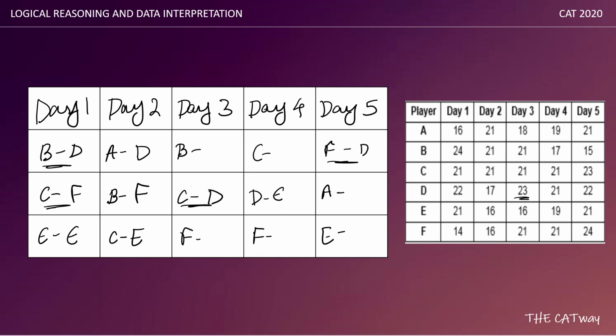So we have to place C and B here. C will have to play against A, because C has already played against E, so he will not play with E. So C will play with A, so B will come with E. Okay, I've written something wrong here. It's not that, this one is E and this one is A. Yeah, okay, now let's move ahead.